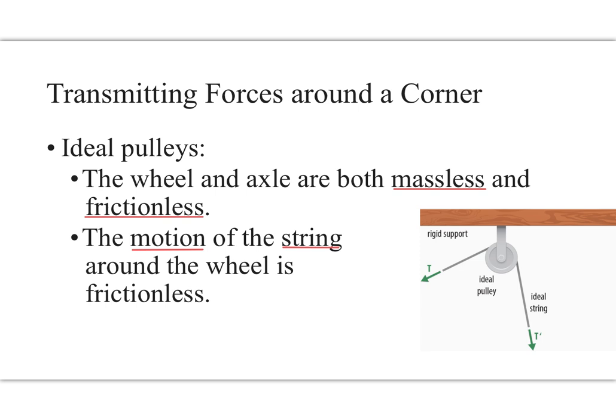So what is an ideal pulley? On an ideal pulley, the wheel and the axle are both massless and frictionless, okay? We will introduce friction later, but most of your problems are either going to use the word ideal in the problem, or the instructions are going to say, assume that you have an ideal string and an ideal pulley. By that, they mean we're not considering the mass of the pulley, and we're not going to consider any friction on the pulley. The motion around that wheel is also frictionless. So again, we're going to consider that it is not causing any friction on the string itself or on whatever you're using to pull it up.